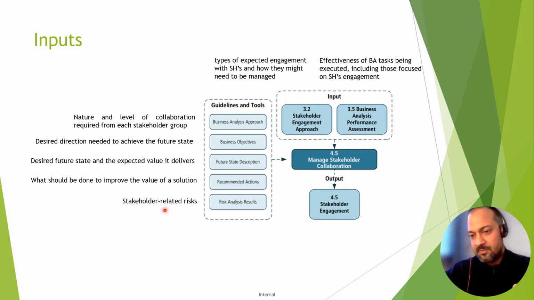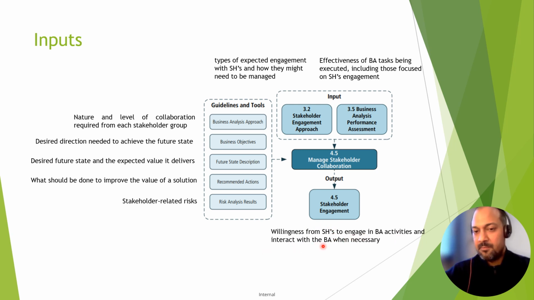Or it could be possible that the stakeholder does not agree with the business analysis information, or does not agree with the prioritization, or is not negotiating. So these are the stakeholder related risks. And what we get here is the willingness from the stakeholder to engage in business analysis activities and interact with the BA when necessary.